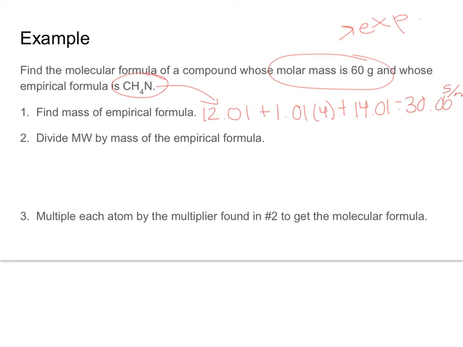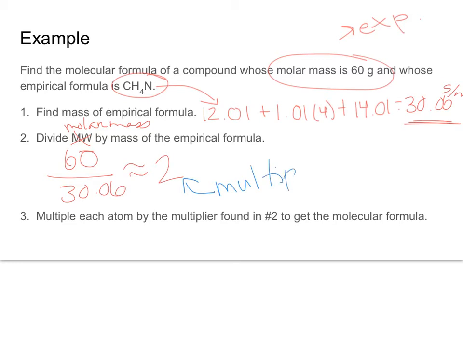So the molar mass is 60, and that's given to us from the problem, and the mass of the empirical formula was 30.06. If I divide this out, I get approximately 2. This 2 becomes the multiplier. And now I'm going to multiply everything in my empirical formula by 2. So remember, my empirical formula was CH4N.